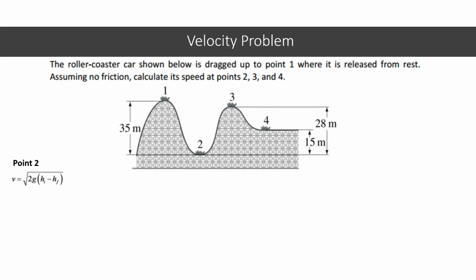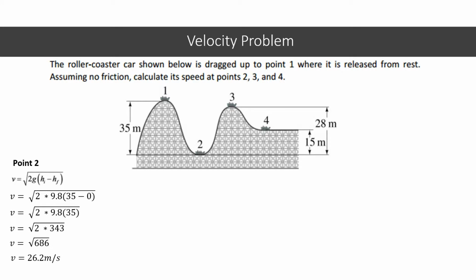At point 2, I'm going to use my equation here. I know the velocity is the square root of 2 times gravity times the difference in the heights. The difference in the height is 35 minus 0. So I plug that all in, multiply it out, and hit the square root button for the square root of 686 to find 26.2 meters per second. The initial height here was 35, and I went down to my 0 point, presumably, in this picture, because we have no real understanding of what's at 2. So this would be 35 minus 0.